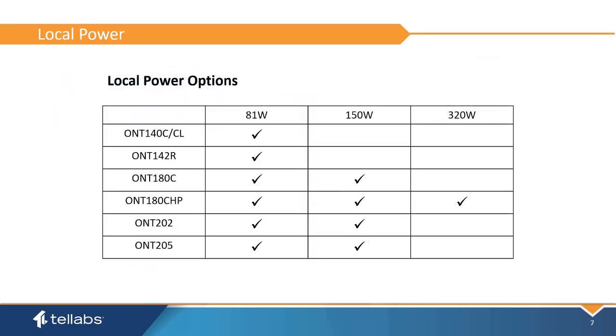It is important to use the AC to DC power adapter that meets the PoE powering needs of the ONT. Three ONT power adapters are available for Tellabs ONTs: an 81 watt, 150 watt, and a 320 watt. Optimal power is available for all ONTs with the use of the appropriate power adapter.